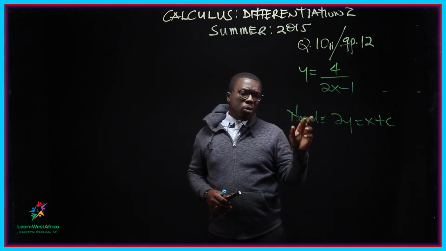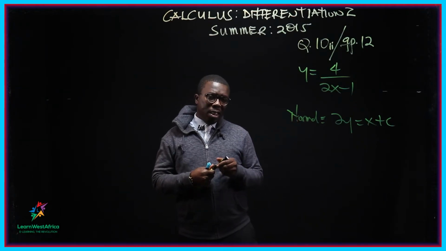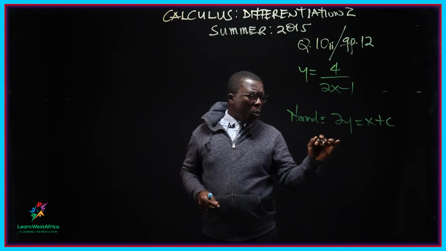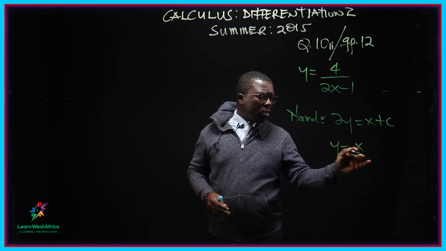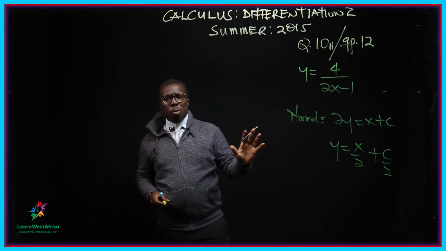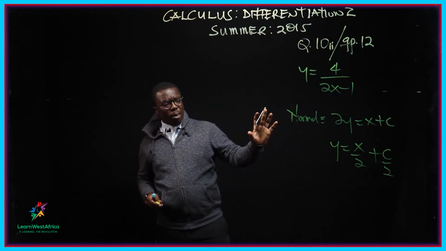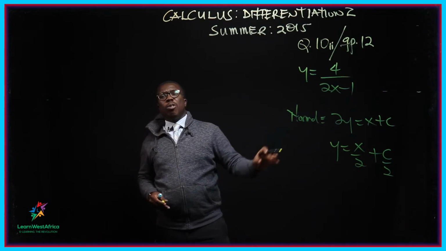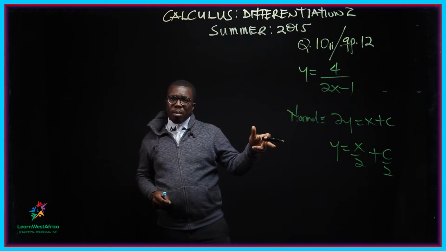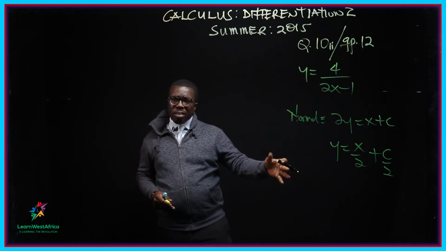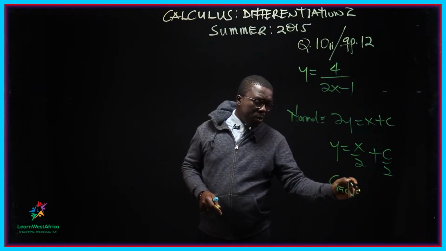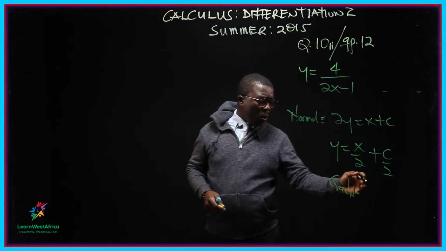So the normal is 2y is equal to x plus c. Hence, to find the gradient, we make y the subject. So you're going to have y is equal to x over 2 plus c over 2. I hope that is clear. In the form y is equal to mx plus c, you have y is equal to x over 2 plus c over 2. So clearly, the gradient of this normal is 1 over 2, because we know that the gradient is the coefficient of x. So the gradient of the normal, grad n, is 1 over 2.